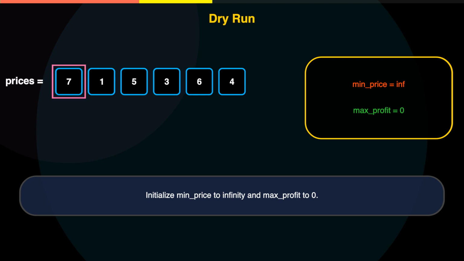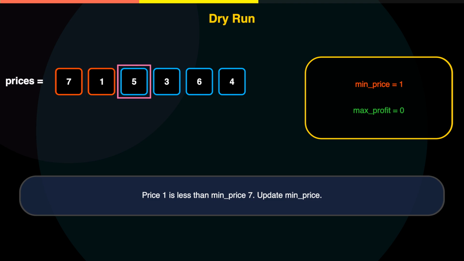We start at the first day, where the price is 7. Since 7 is less than infinity, we update our min price to 7. Our max profit remains 0 because we cannot sell on the same day we buy. Moving to the next day, the price is 1. Look at the tracker: 1 is definitely less than 7, so we have found a new lowest valley. We update min price to 1. Max profit is still 0.